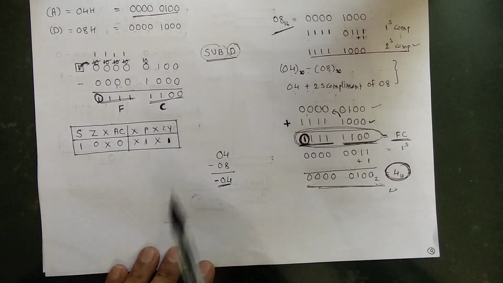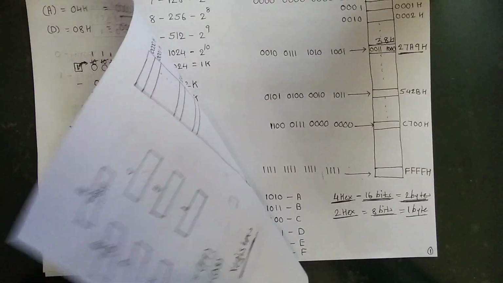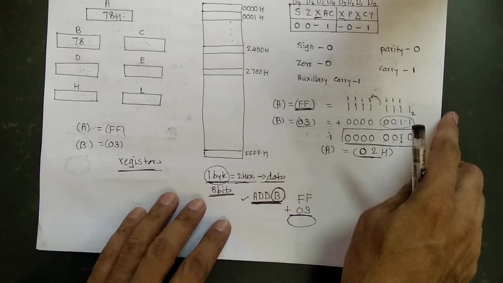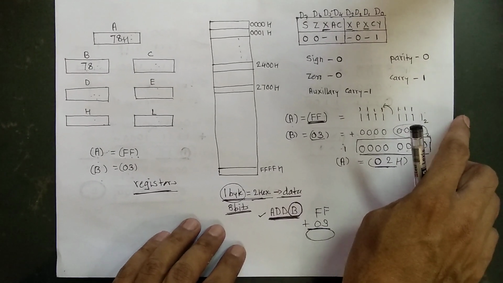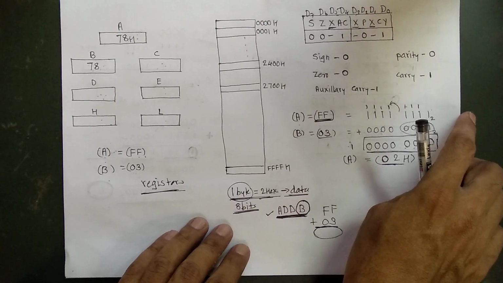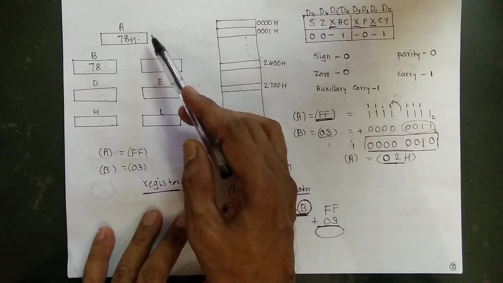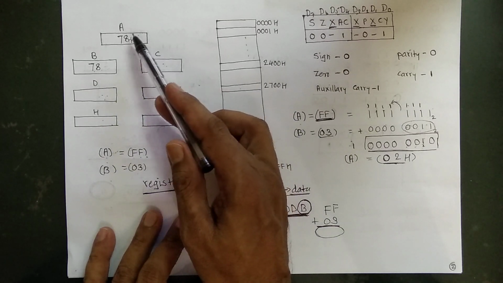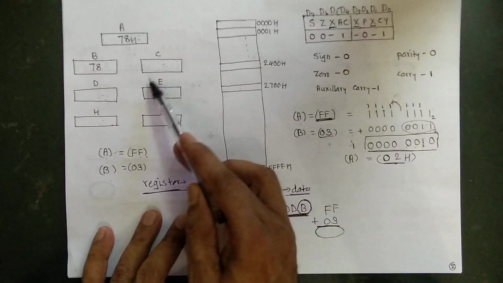One more part I will tell you. It will be helpful while going for assembly language programs. Just now I told you that a number can be transferred from register to register, register to memory, or memory to register.